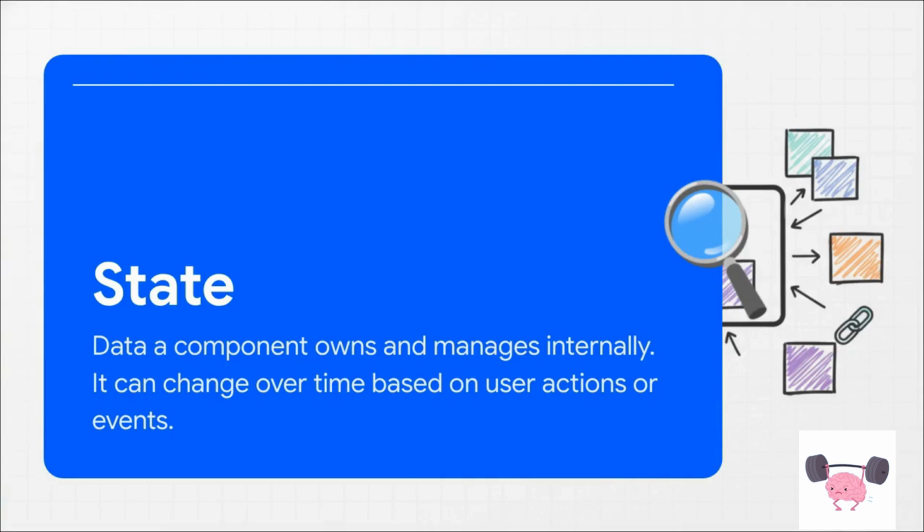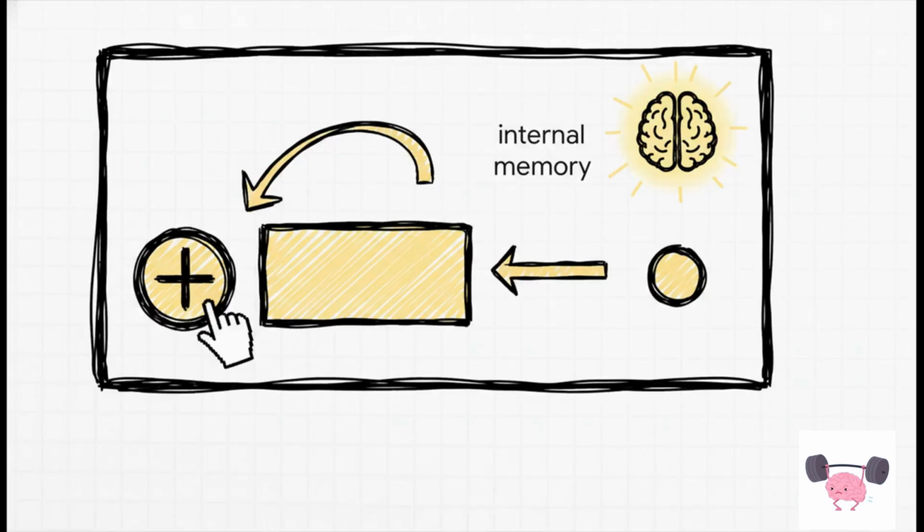So here's the deal with state. It's data that a component owns and manages all by itself, internally. And unlike props, state is designed to be changed. It's really the secret sauce that lets a component remember things and react to what the user is doing all on its own. Now, what's so interesting here is that this is a totally different pattern from props.